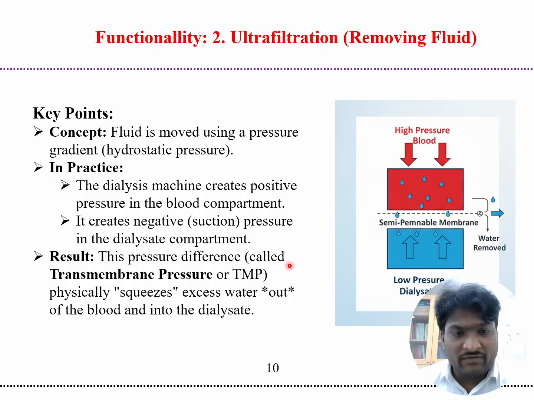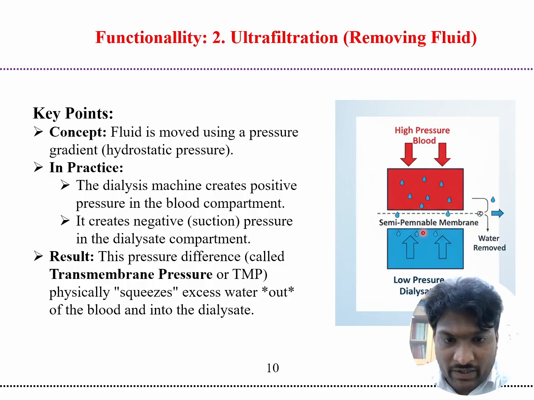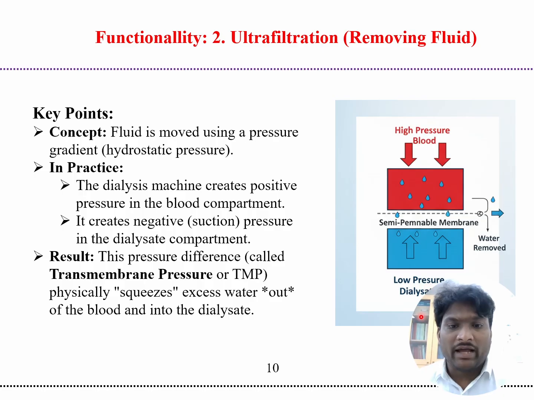The result, this pressure difference called the transmembrane pressure or TMP, physically squeezes the excessive water out of the blood and into the dialysate. Like you can see here in the diagram, if excess fluid is there in the blood, it will be pushed by hydrostatic pressure into the low pressure dialysate, down to the downside, and then the water will be removed.